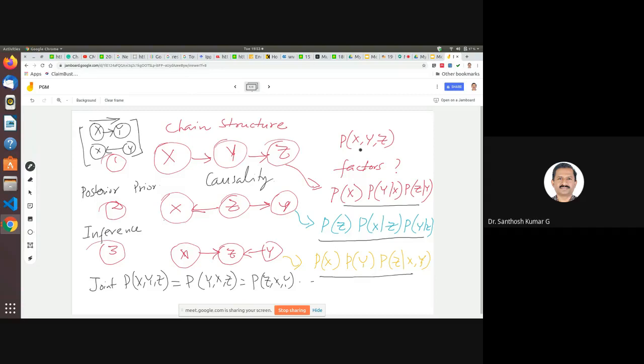So can you compute now the number of parameters, or independent parameters, required in terms of factors? You can do this as homework and update me in the next class, right? So we will stop at this point.